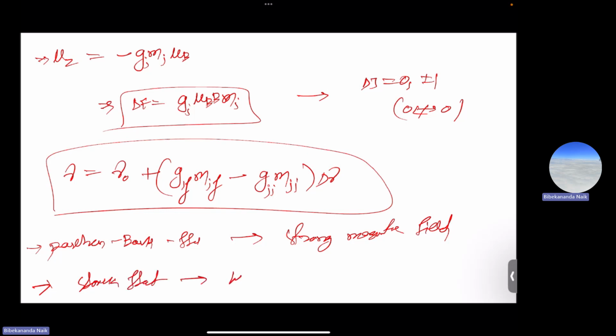One is linear, another is quadratic. So we will be solving a few problems based on these concepts. So now let's start.